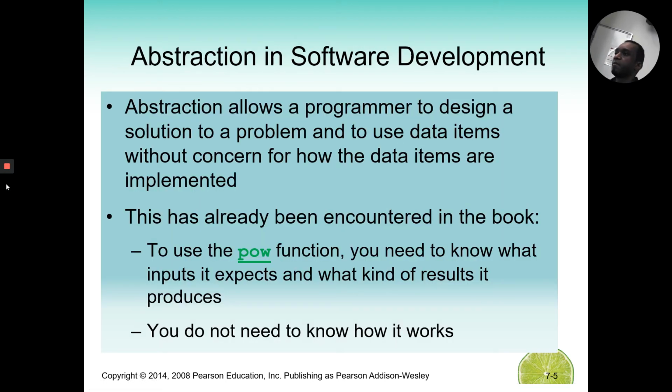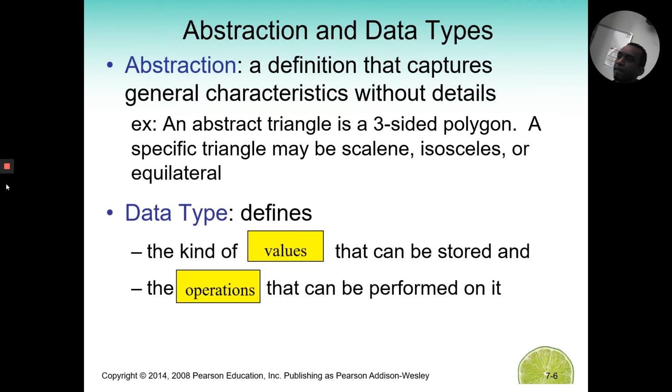Abstraction is a software development concept. It allows a programmer to design a solution to a problem and to use data items without concern for how the data items are implemented. This has already been encountered in the book. So in the use of the pow function, you need to know what inputs it expects and what kind of results it produces. You don't need to know how it works. Abstraction is the definition that captures the general characteristics without the details. An abstract triangle is a three-sided polygon. A specific triangle may be scalene, isosceles, or equilateral.